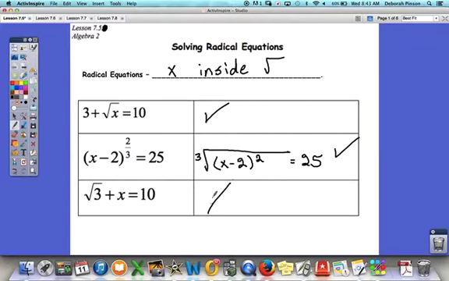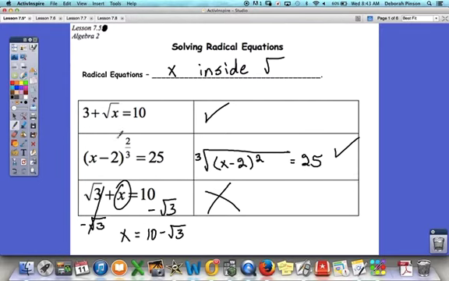This bottom one is not, because the root 3, that's what's in the square root, the x isn't. So this is not a radical equation. To solve this, you would just subtract the root 3, and x would equal 10 minus root 3. It's still an equation, but it's not a radical equation because it doesn't have the x inside the radical, inside the square root, cubed root, whatever.